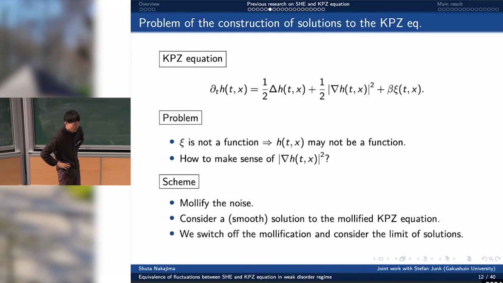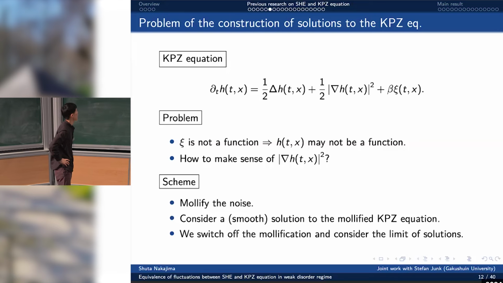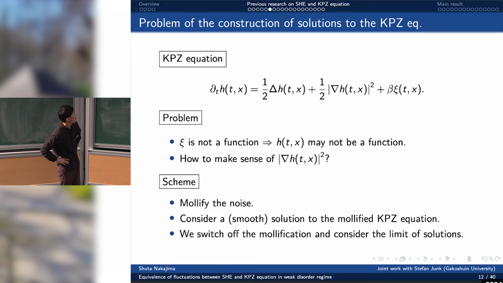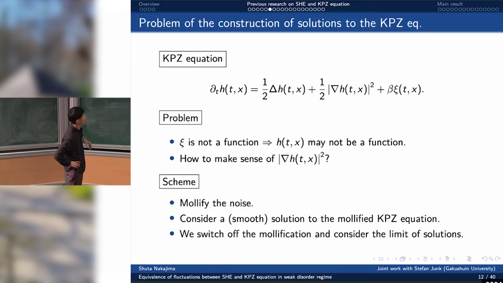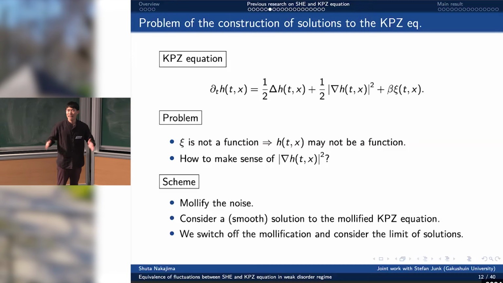To solve it, a naive strategy is the following. First we modify the noise, so we consider smooth noise instead. Then with this smooth noise, we can consider a modified KPZ equation. Then by PDE theory, we can find a solution, right? And finally, we switch off the smoothing effect.